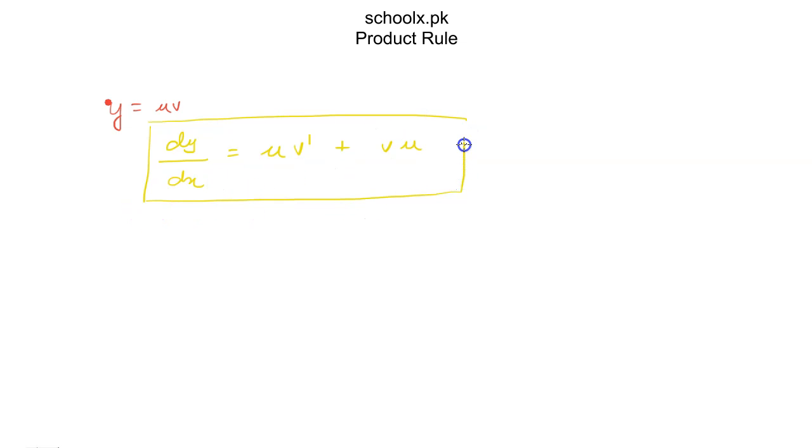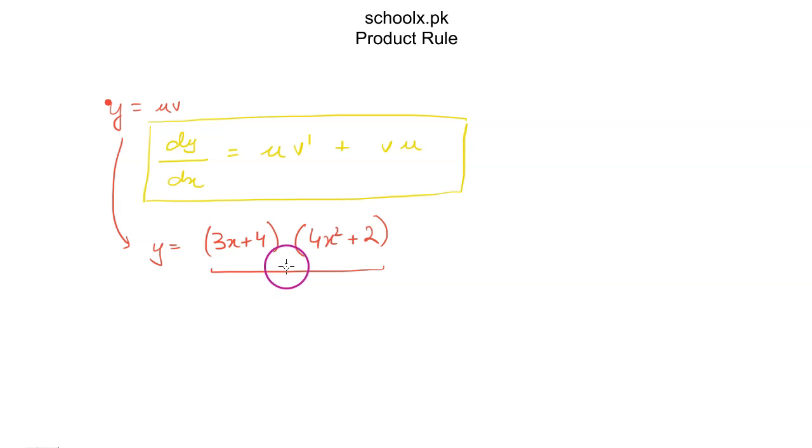As I've told you before, product rule is used when two functions or two expressions are being multiplied together. Let's say I have y equals 3x plus 4 into 4x squared plus 2. Now one way of doing it is this: let us solve this expression and then differentiate the individual terms and then add them together. And the other way of doing this is I apply this product rule.